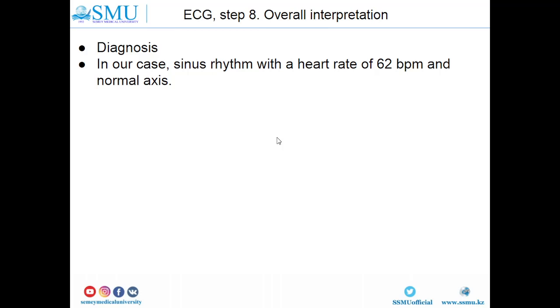At the end, we must make a conclusion. In our case, our ECG is a typical demonstration of sinus rhythm with a heart rate of 62 beats per minute and normal axis. During the interpretation, you must make a final diagnosis.